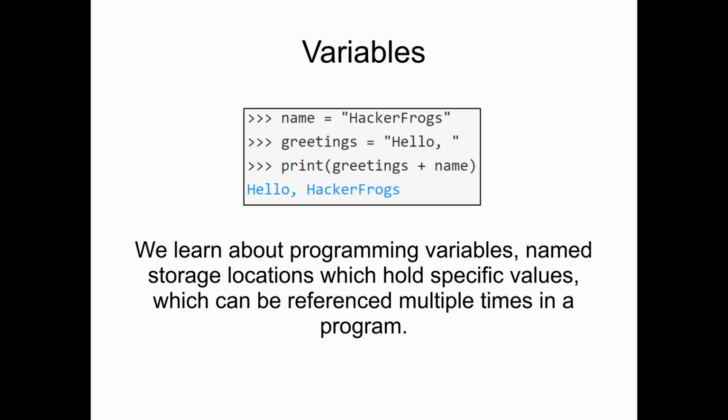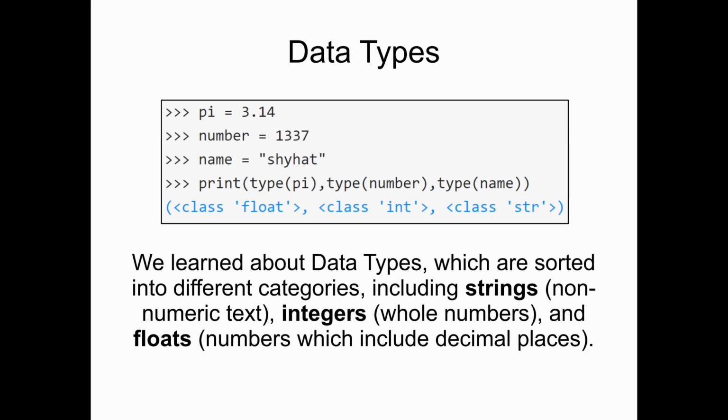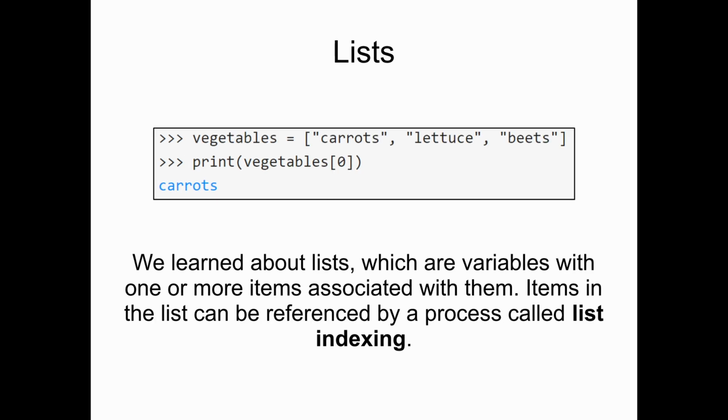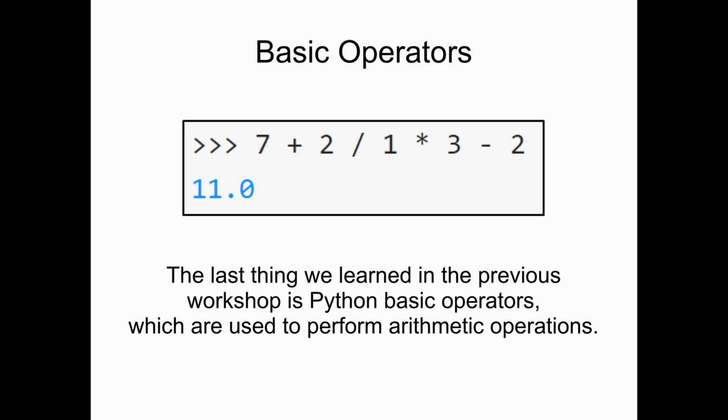We learned about programming variables, named storage locations which hold specific values, which can be referenced multiple times in a program. We learned about data types, including strings, integers, and floats. We learned about lists, which are variables with one or more items associated with them. Items in a list can be referenced by a process called list indexing. The last thing we learned is Python basic operators, which are used to perform arithmetic operations.